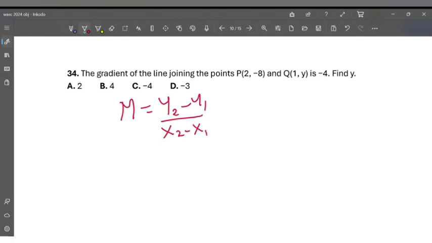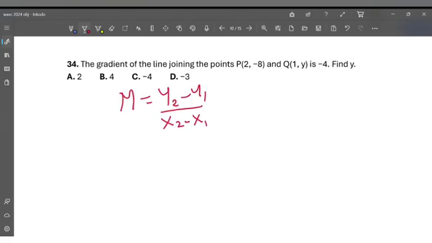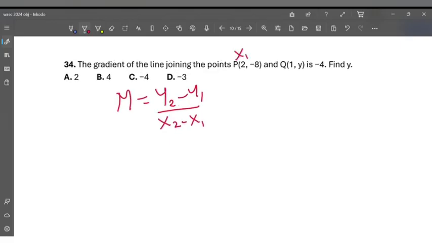That's the formula for gradient of a line. All right. Now, from this question, this is x1 and y1, and this is my x2 and y2. So always memorize it. That's how you read the coordinates. The first one carries x1, y1. The second one is x2, y2. So I simply need to input these parameters into the formula.